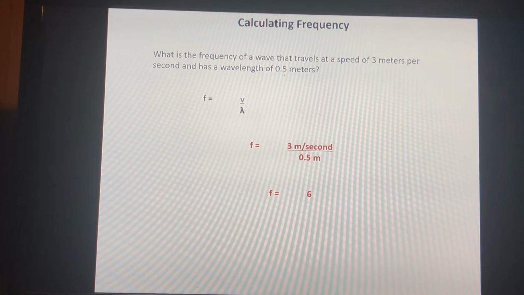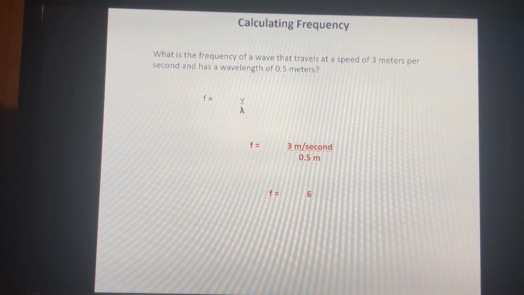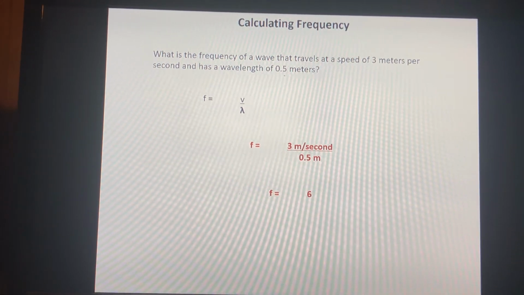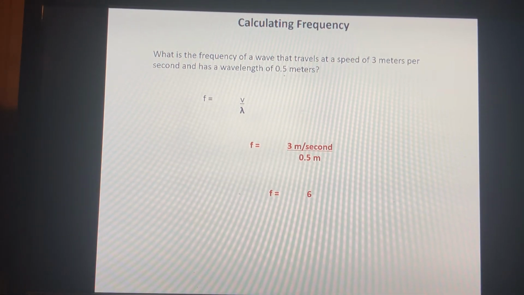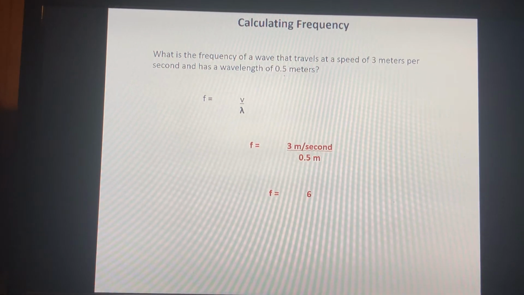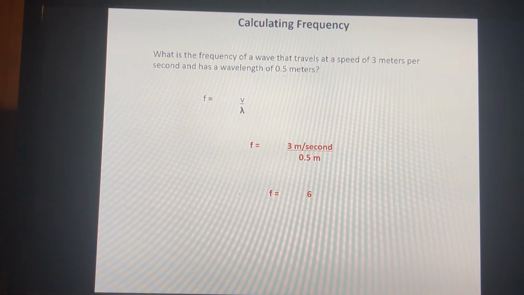And the answer to that is 6. Very easy math. It's just a matter of memorizing the formula and knowing how to plug the information that you're given in the word problems into the formula. And we talked about needing to master that skill. So hopefully you have mastered it and can do this.